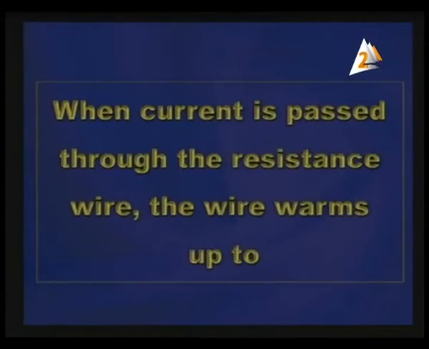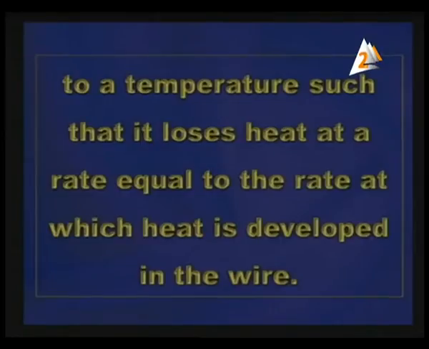When current is passed through the resistance wire, the wire warms up. Its temperature increases till it reaches a temperature at which it loses heat at a rate equal to the rate of heat developed in the wire. So the temperature settles.